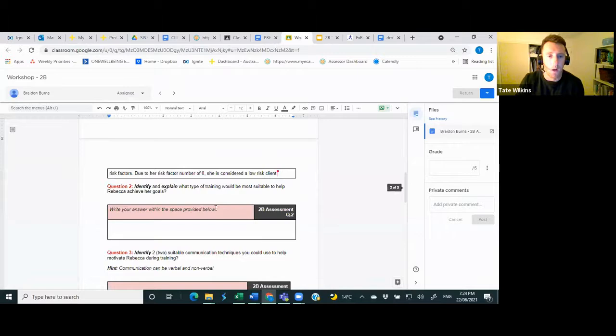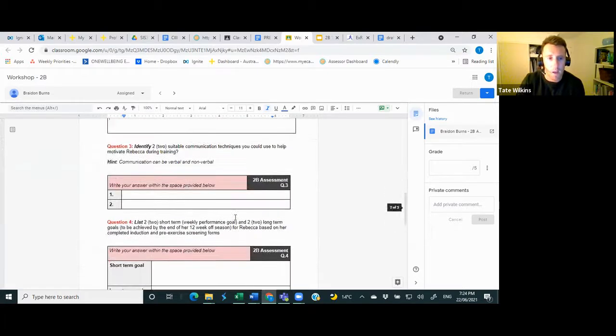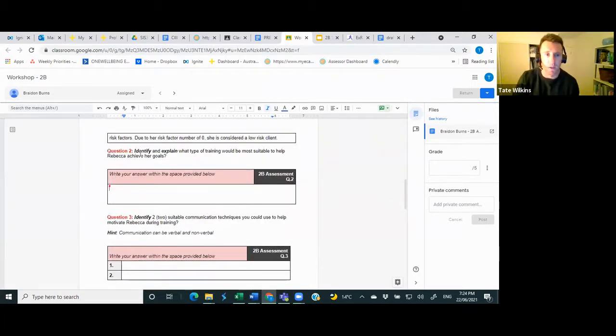Sweet. All right, so number 2: identify and explain what type of training she would most benefit from, suitable for her goals. If we go back to the little spiel, we only have a pre-screen, so it does make it hard, but we'll base it off what she's put down. She's joined the gym, and her goals are to maintain her conditioning and also to improve her strength in the lower body. Those are probably the 2 main things there, and we have to identify and explain what type of training.